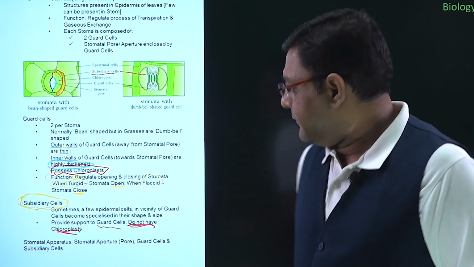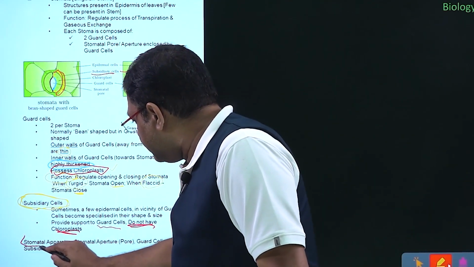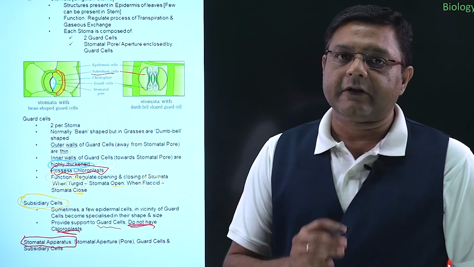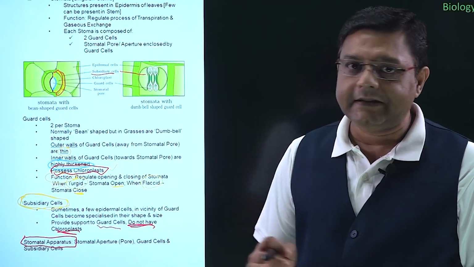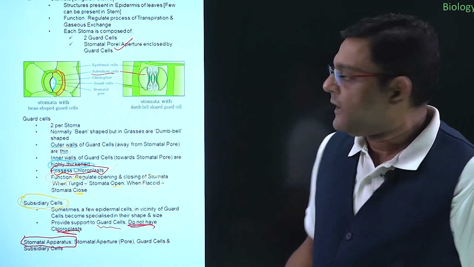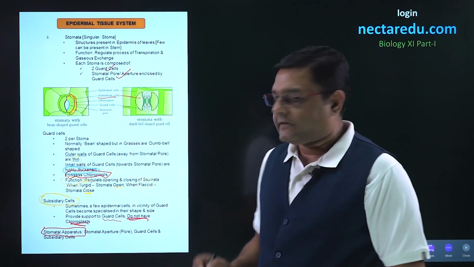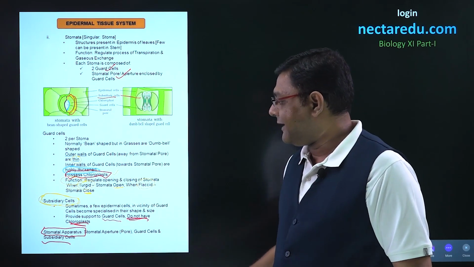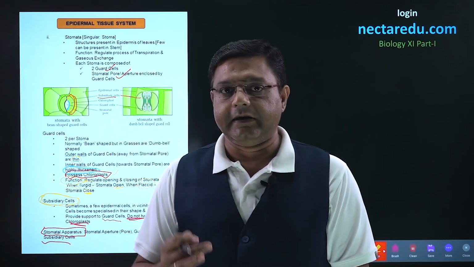After this, we come to the term stomatal apparatus. Now, when we talk about stomatal apparatus, we include three things in it. The first is the stomatal pore or aperture. The second is the guard cells, and the third thing is subsidiary cells. So, all these three parts together constitute the stomatal apparatus.